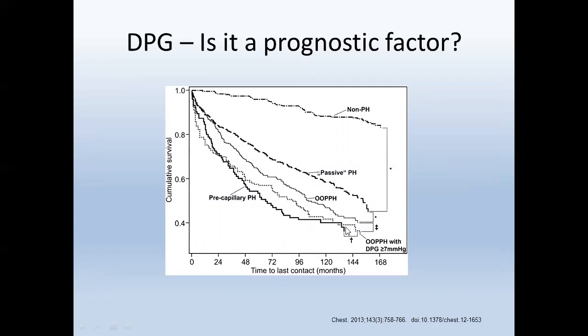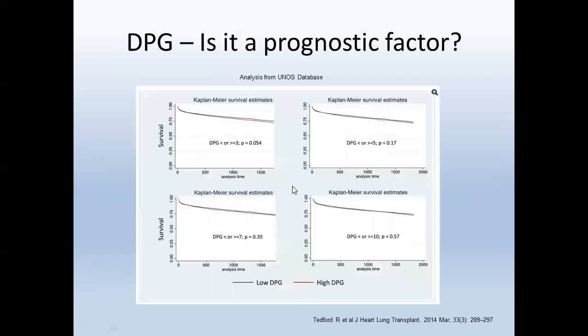And this last line is your PAH. So PAH has the worst survival. The people who don't have PAH have the best survival. When you have left heart disease, when you have passive pH, with your TPG and DPG normal, you have a better prognosis. Then you separate them by DPG. If you have a higher DPG, you have a worse prognosis than with normal DPG. Whereas this data has not been reproduced in other data sets.